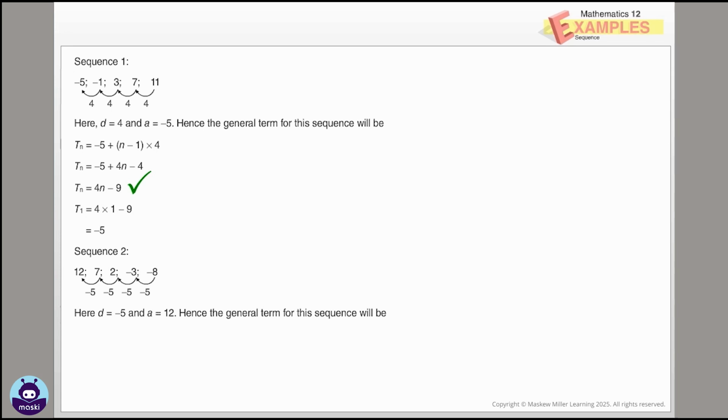Here, D equals negative 5 and A equals 12. Hence the general term for this sequence will be Tn equals 17 minus 5n.